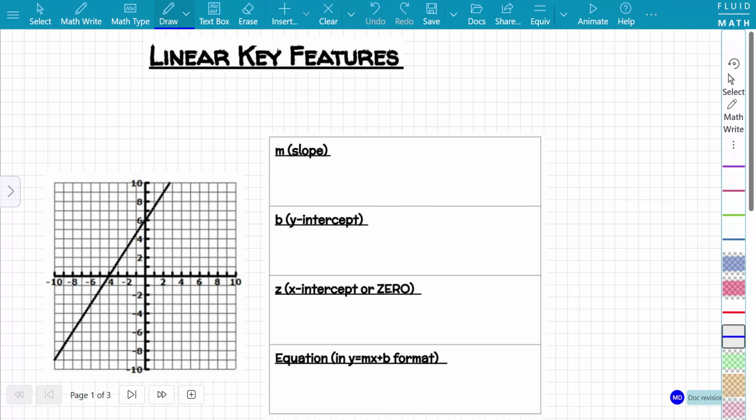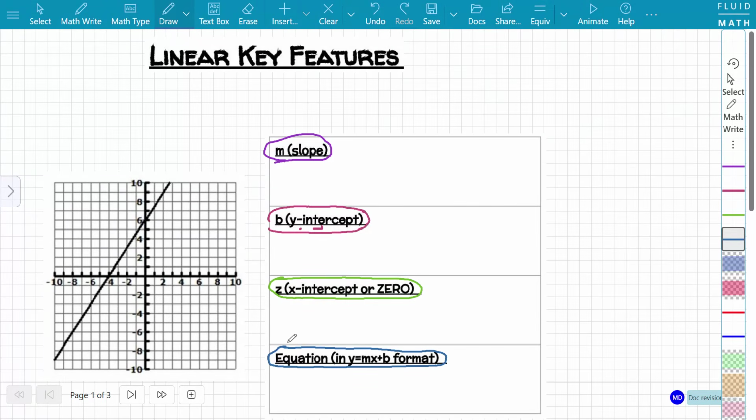So to start off, we have four key features, okay? The first one we have is the slope. Obviously, that's the steepness of the line. We have the y-intercept, which is where the line crosses the y-axis. We have the x-intercept, which is where the line crosses the x-axis, and we also call that a zero. And then we have the equation, generally written in y equals mx plus b format.